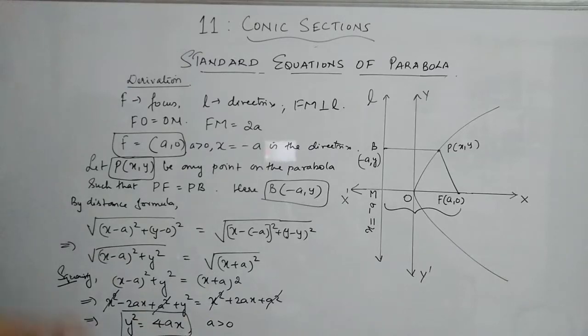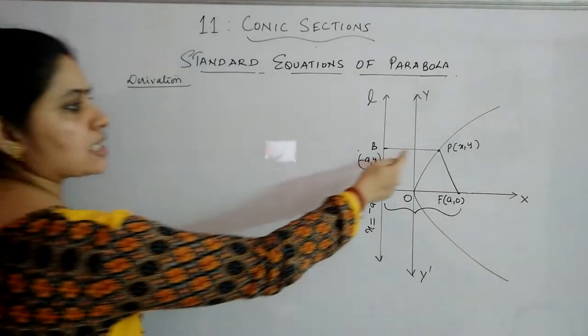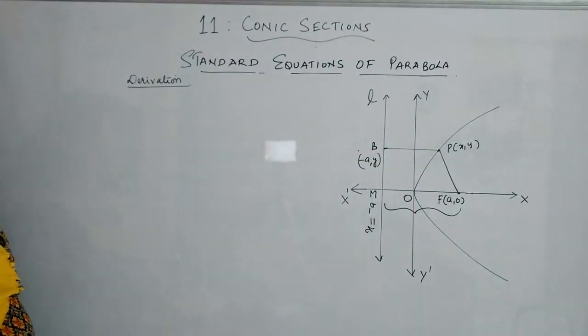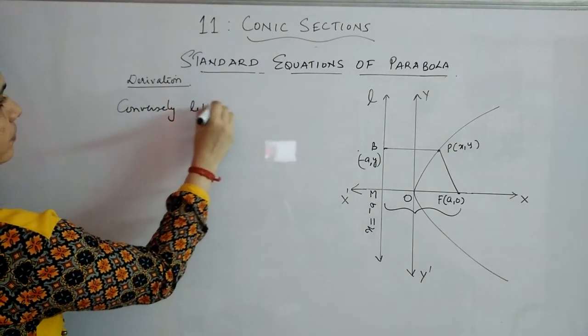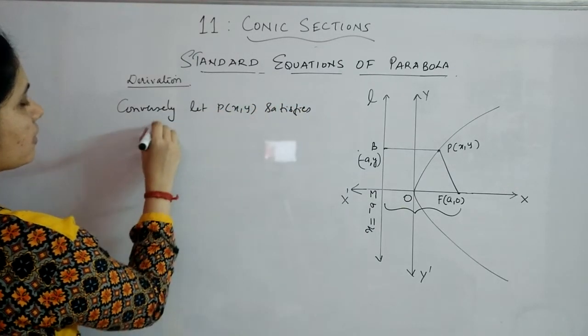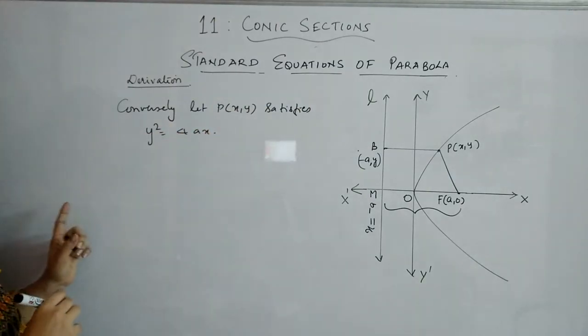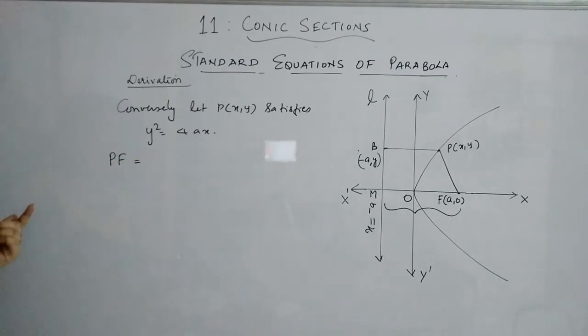So you got the equation of the parabola. If P(x, y) is a point such that PF equals PB, you are getting y square equal to 4ax. Now conversely, if P(x, y) is satisfying the equation y square equal to 4ax, we have to show that it satisfies this condition PB equal to PF in order to say that P is a point on the parabola, right? So what we are doing is, conversely suppose P(x, y) satisfies y square equal to 4ax. Now we have to prove that PF is equal to PB. That is the condition for the parabola.